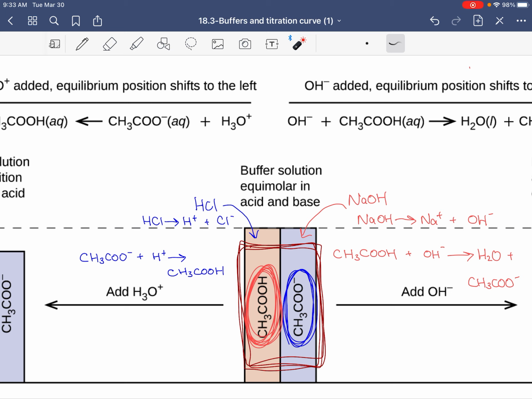Now obviously there is this limit. If you keep adding this in here or you keep adding this in there, there will be a point where, of course, this buffer solution says, I don't have any more things to buff. Well, I guess the pH will have to go up or go down. Okay. But why would you do that?